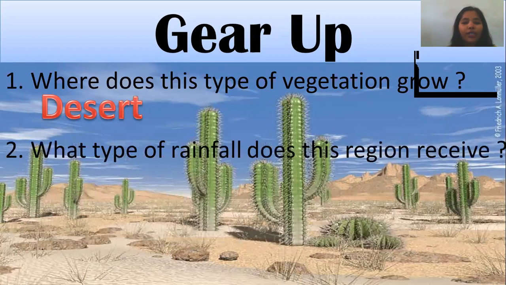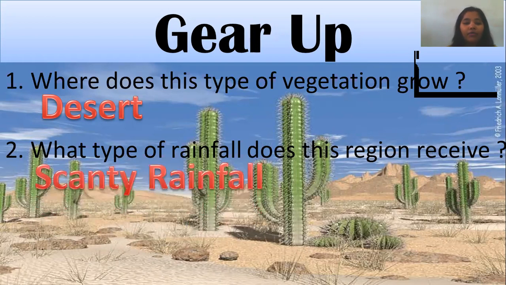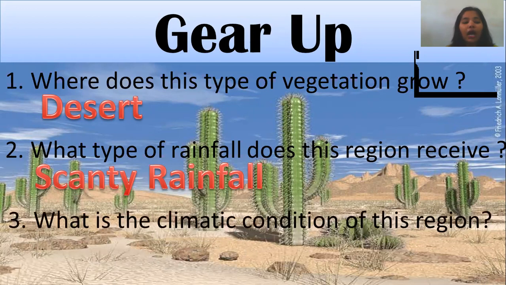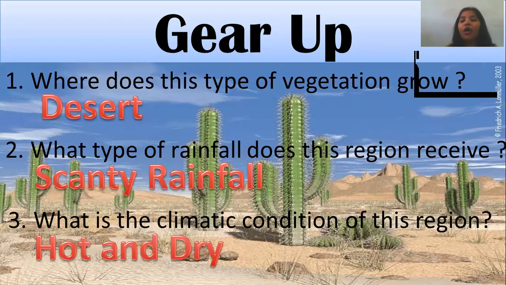Now the second question is, what type of rainfall does this region receive? That means in a desert, what kind of rainfall do they receive? That is scanty rainfall. Scanty means very little rainfall. Now, the third question is, what is the climatic condition of this region? That is hot and dry climatic condition in the desert region. Now let's move ahead.